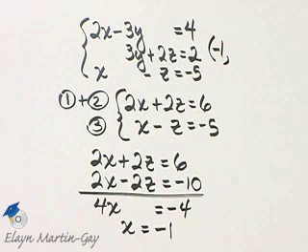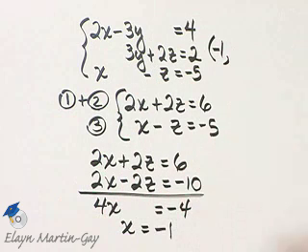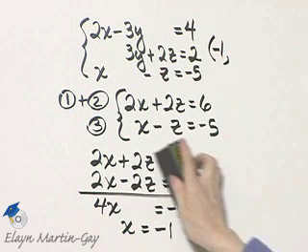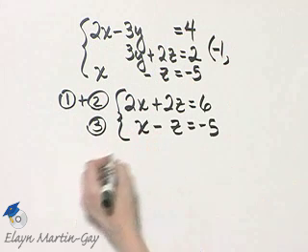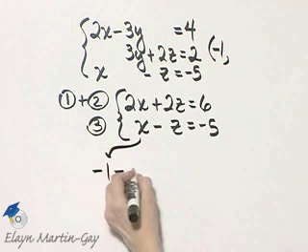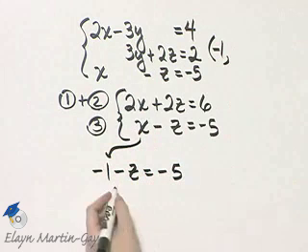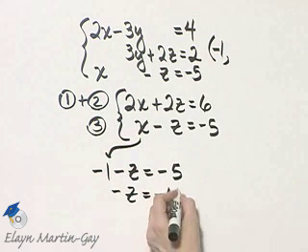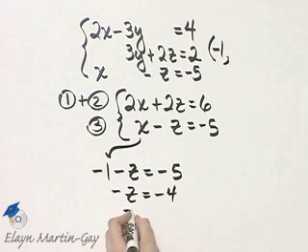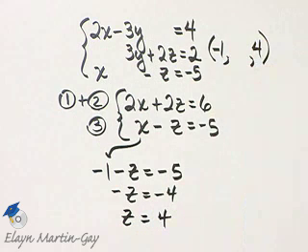The x value is negative 1. How can we find the corresponding z value? Pick an equation in x's and z's only. I'll go ahead and pick equation 3. Since x is negative 1, negative 1 minus z is equal to negative 5, I can solve this equation for z. So I'll have negative z is negative 5 plus 1, or negative 4, and if I solve for z, z is 4.